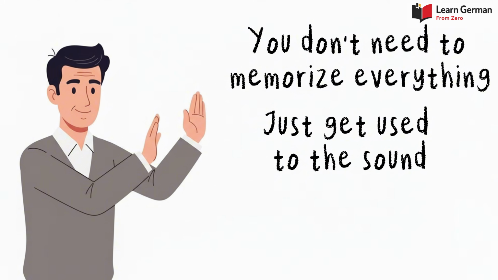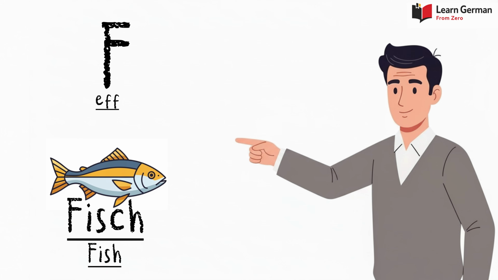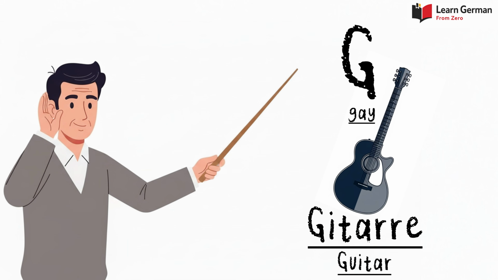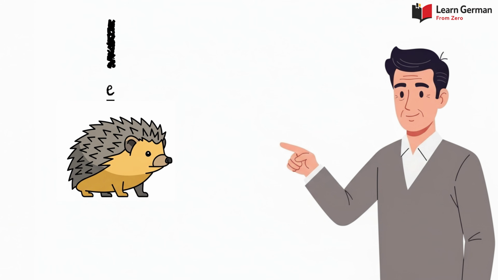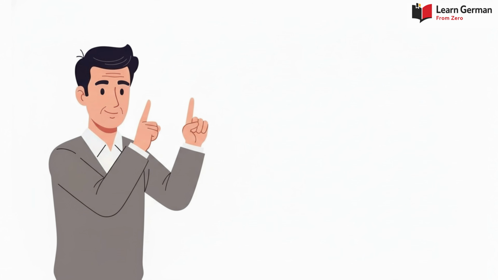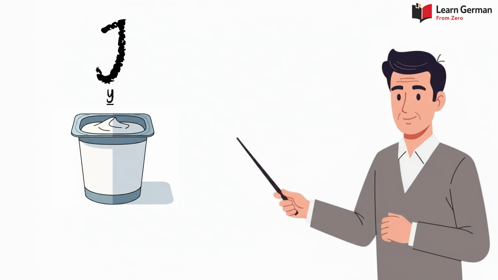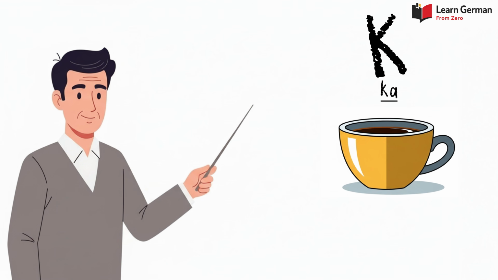Let's keep going. F. Repeat. F. Fish. G. Repeat. G. Gitarre. H. Repeat. H. House. I. Repeat. I. Eagle. Now something important. Some letters don't sound like English. For example, J sounds like yacht. Repeat. Yacht. Yogurt. K. Repeat. K. Kaffee.